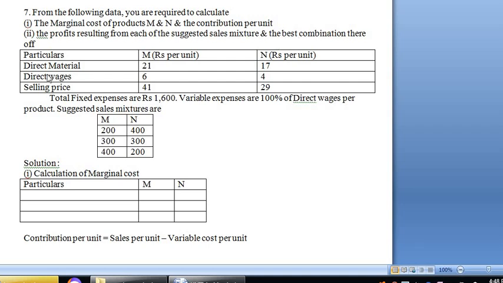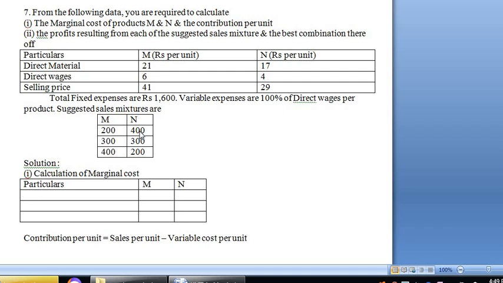Now, next they have given us a chart with particulars M and N: direct material, wages, and selling price per unit for M as well as N. Next, total fixed expenses are rupees 1600. Variable expenses are 100% of direct wages per product. Suggested sales mixtures are given: if M is mixed at 200 and N at 400, whether that is suitable for the company or not, that we will have to suggest. Based on this we are going to solve the problem.